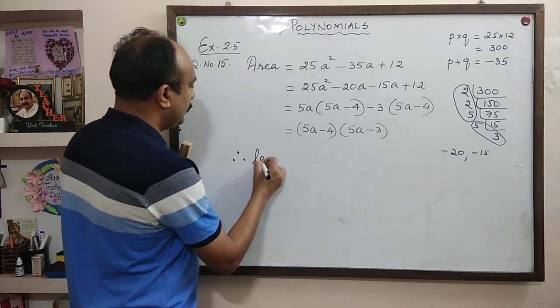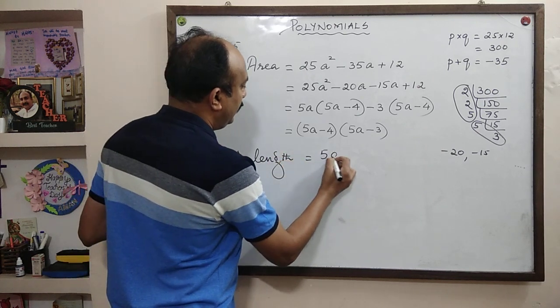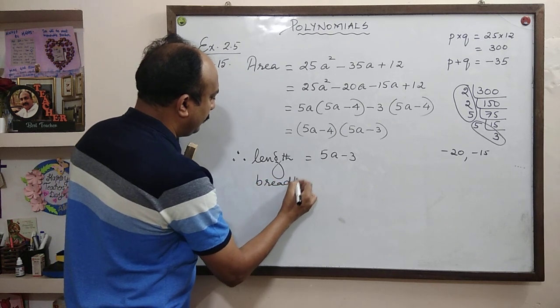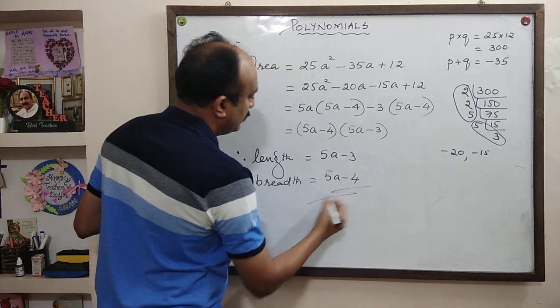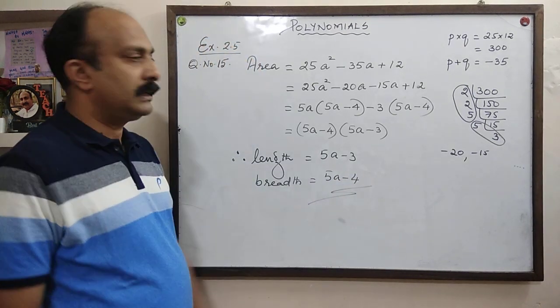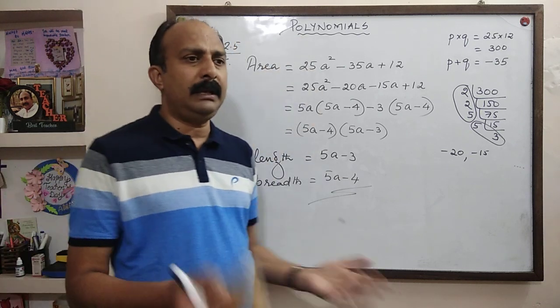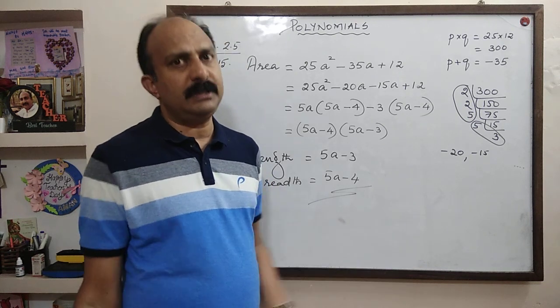Therefore, length is equal to 5a minus 3 and breadth is equal to 5a minus 4. This is the way of doing this type of question. It is simply a different type of question that is made.